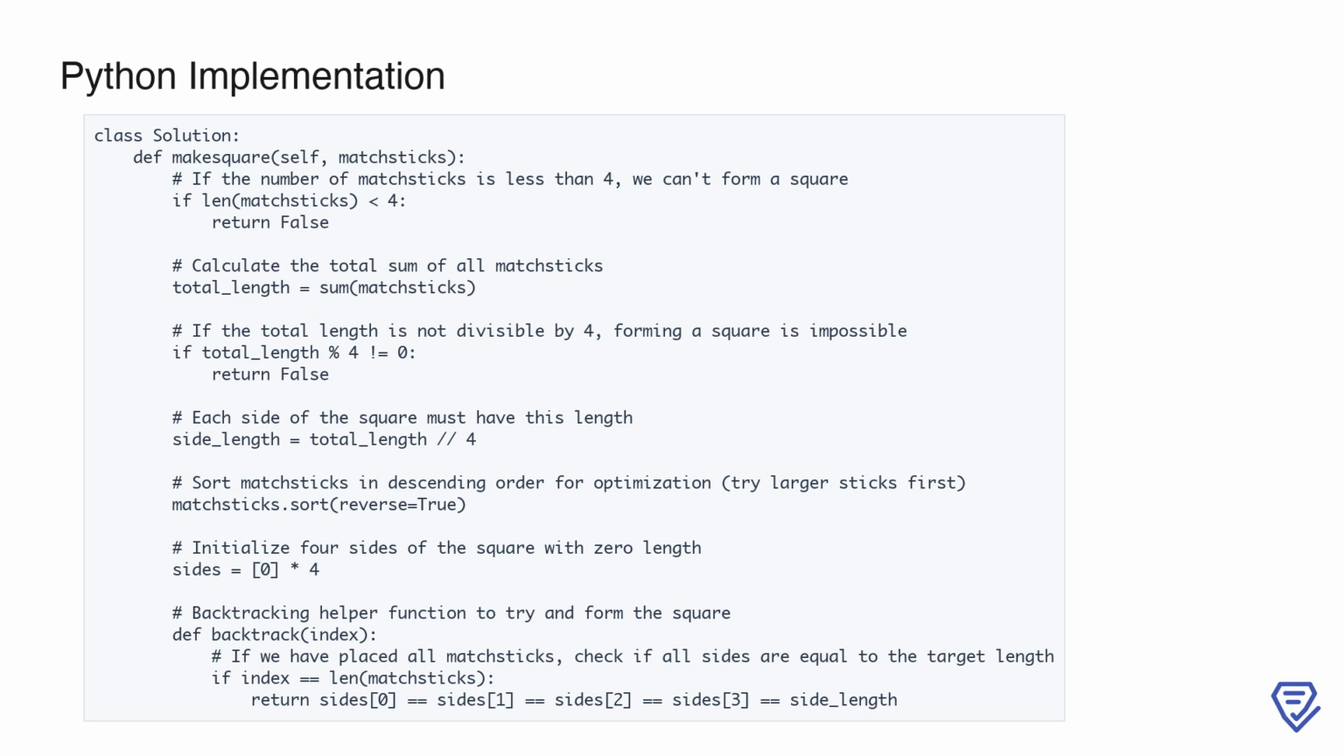To optimize our solution, we sort the matchsticks in descending order. This allows us to try placing the largest matchsticks first, which can help reduce the number of recursive calls. Finally, we initialize an array sides with 4 zeros to represent the lengths of the square sides as we build them. The backtrack function is then defined to handle the recursive placement of matchsticks. The base case checks if all matchsticks have been placed. If so, it verifies whether all 4 sides are equal to the target side length and returns the result.